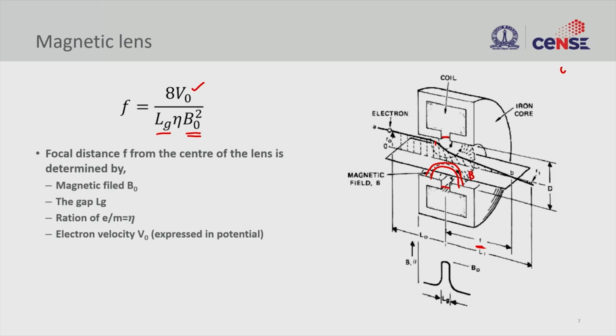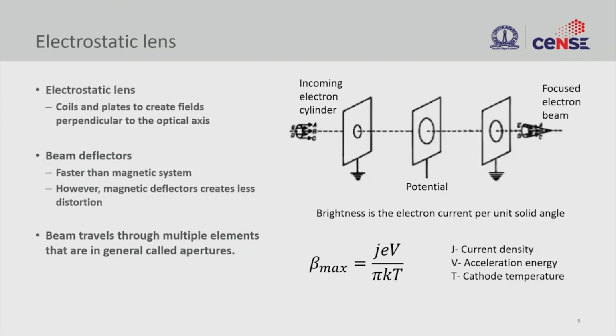So this is how we can make a magnetic lens. It's a simple coil, like we have in our motors and everything, but then we pass electrons through this gap, and we can control this flow through an applied magnetic field, which is attained by passing a current through this coil.